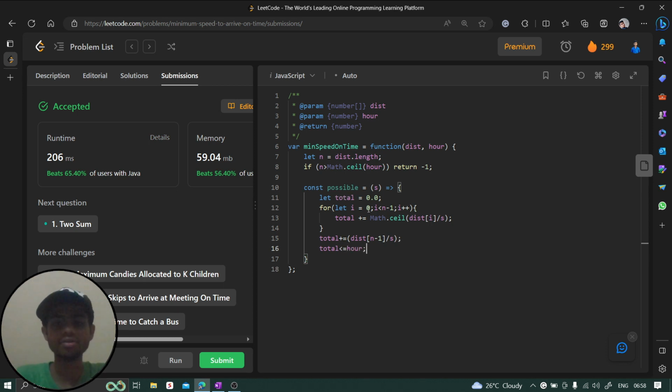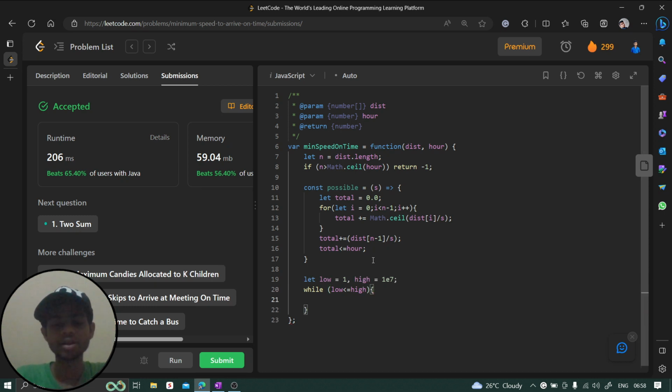Here we can use another method as well, filter, but it's fine, right? After that, we can say let low is equal to 0, not 0, 1, and high should be equal to 1e7, right? Fine. So 10 raised to 7 is high. Now we are going to use a while low is less than or equal to high.